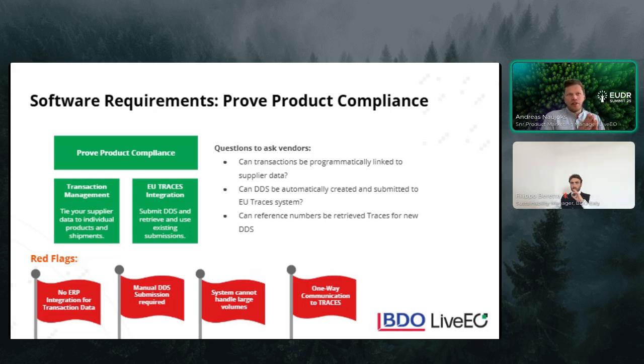So some red flags, again: no ERP integration for transactions data. You need a way of tying shipments to suppliers, then tying this to risk assessment, and then tying this to the import, to TRACES, the EU information system. A manual due diligence statement submission, I already spoke about this, and you need a way to handle large volumes. And finally, communicating only one way to the EU is not sufficient. You need that two-way communication to solve the problem.